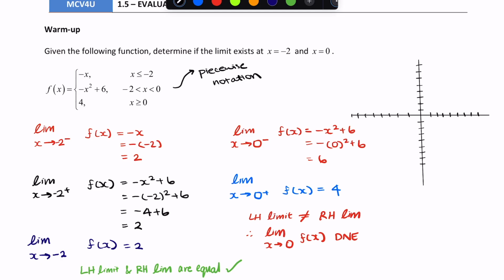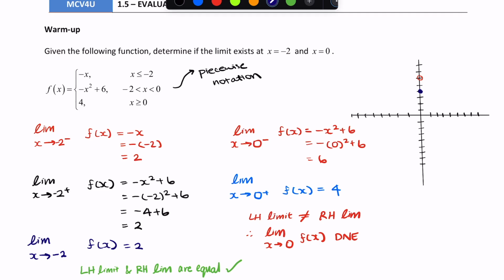And so there's a couple features that are happening here. We see that at 0, remember the limit does not exist because again, there's two values. So let's start with that. At 0, from the left-hand side, it reaches 6: 1, 2, 3, 4, 5, 6. So there's a hole here. And then the limit as x approaches from the right-hand side reaches 4. So 1, 2, 3, 4.